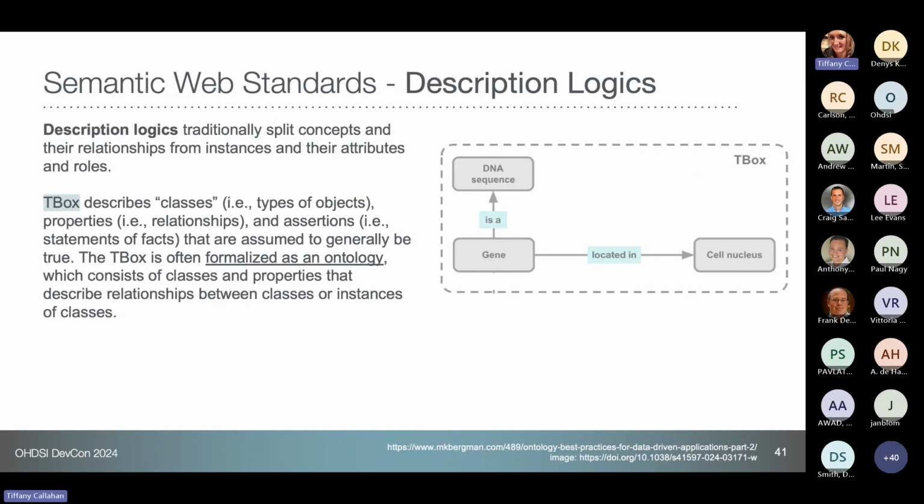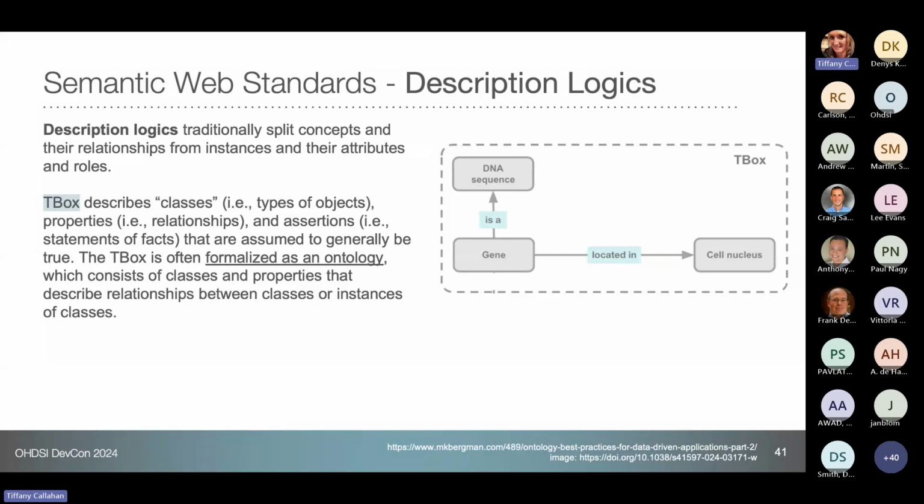So when we talk about description logic, it's really important because it's a fundamental way for how people build knowledge graphs or even ontologies. And it defines 2 important kinds of roles, which become important when we talk about modeling knowledge. So these are called the T box and the A box. The T box describes classes, so you can think of these as types of objects, properties or relationships, and assertions, so statements of facts that are assumed to generally be true.